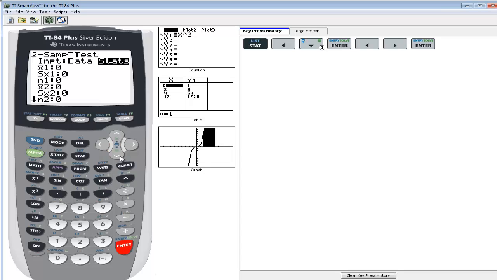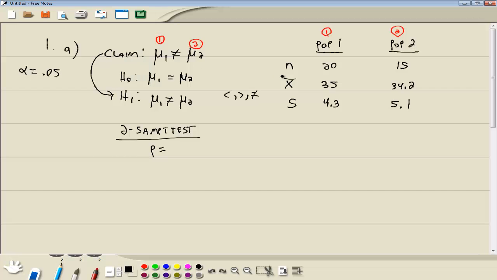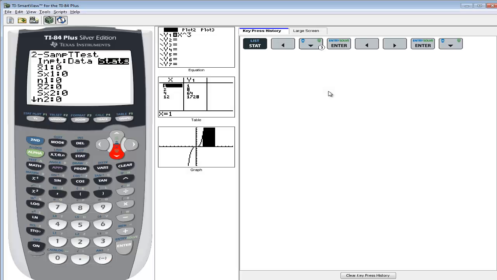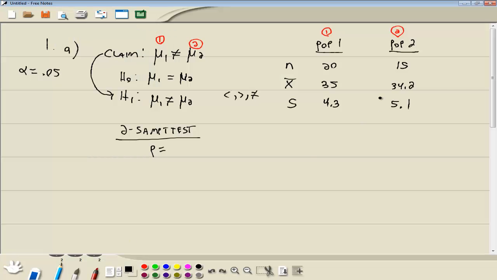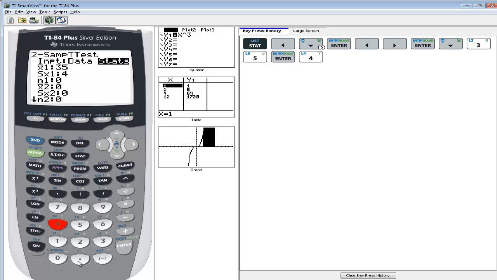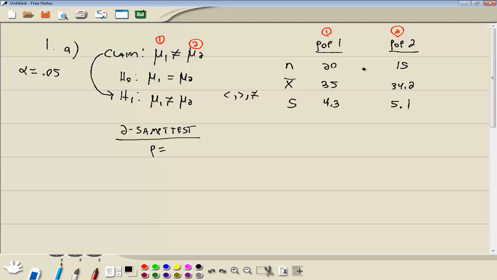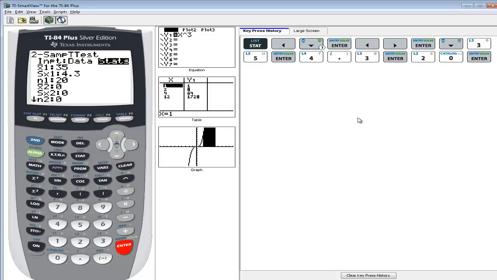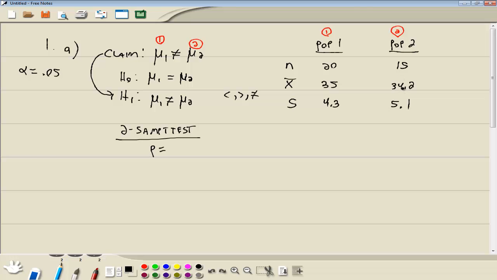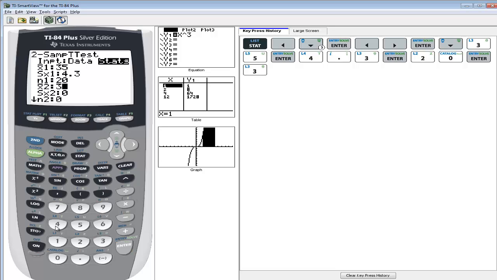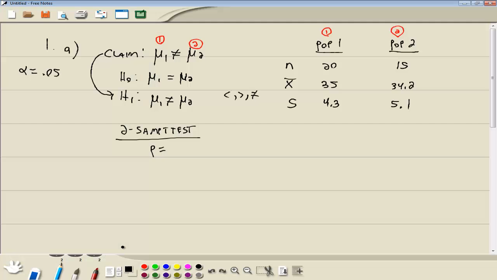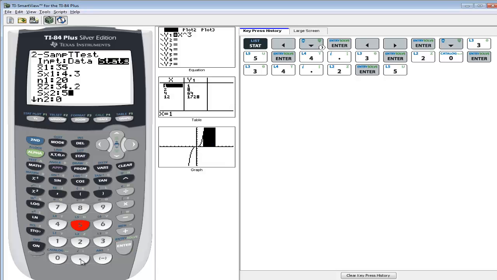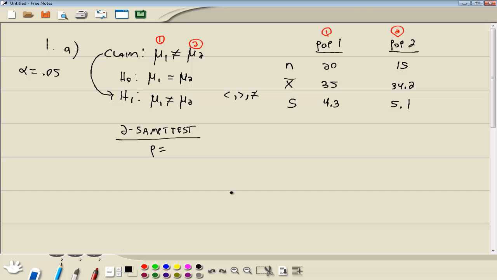enter one time. Now it's asking us for x bar sub 1, sx sub 1, and n sub 1, and that corresponds to our first population. So x bar is 35, s is 4.3, n is 20, and then x bar sub 2, and all that refers to our second population. So we've got 34.2, s is 5.1, and n is 15.